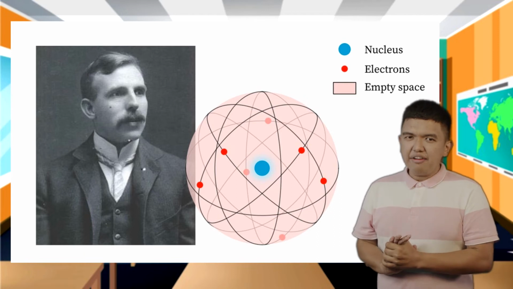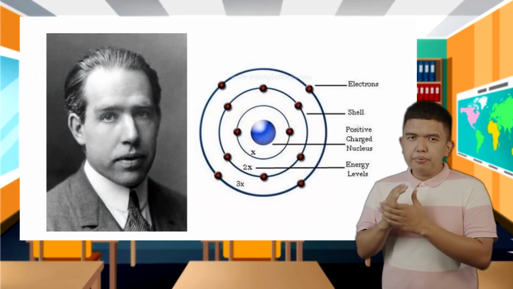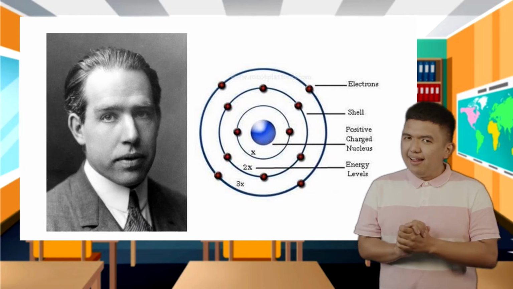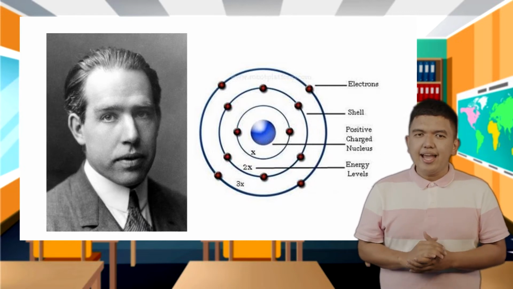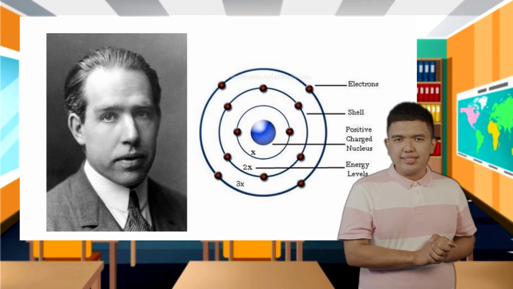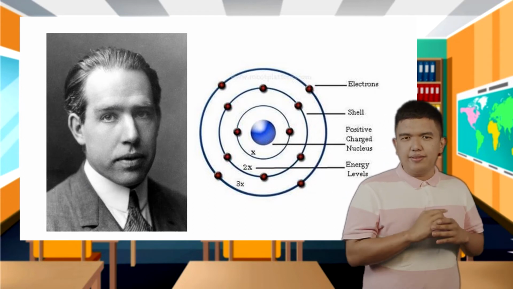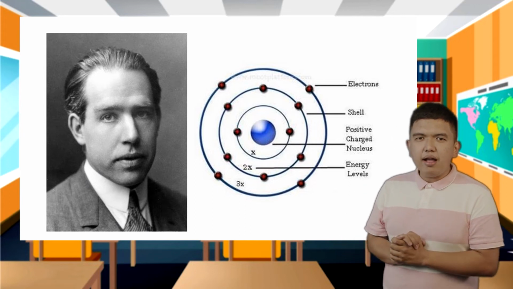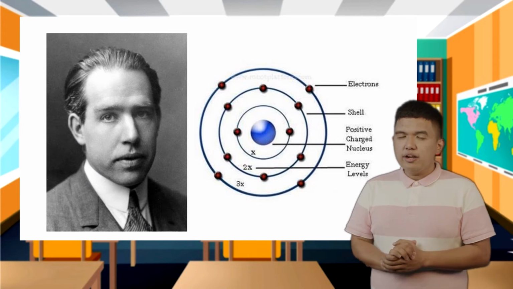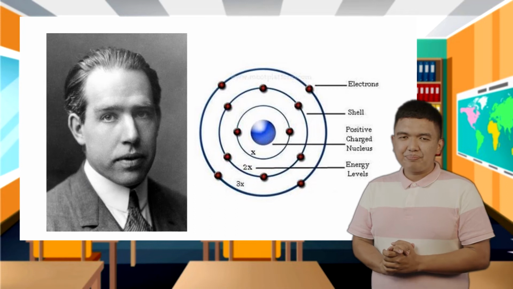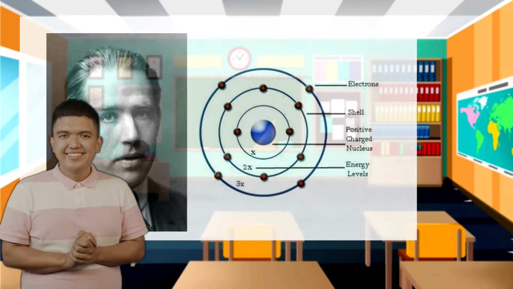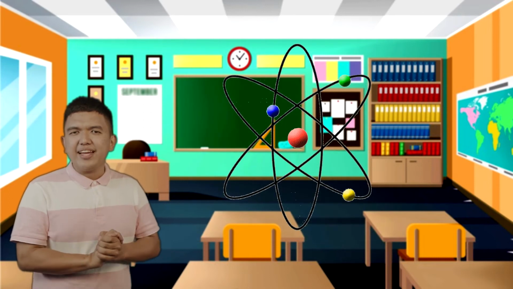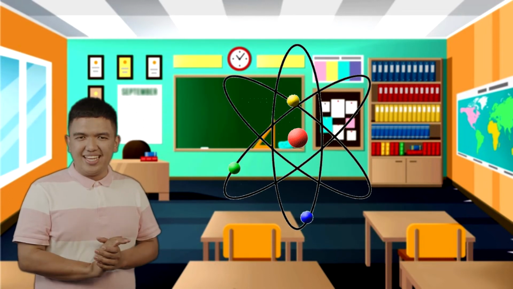A few years after, Niels Bohr improved the idea of Rutherford by proposing that electrons are not stationary as they move around the nucleus in a fixed circular orbit known as energy levels. He called this the planetary model. He got the inspiration from our own solar system. There we have it. Those are the 4 significant advances to our atomic theory.